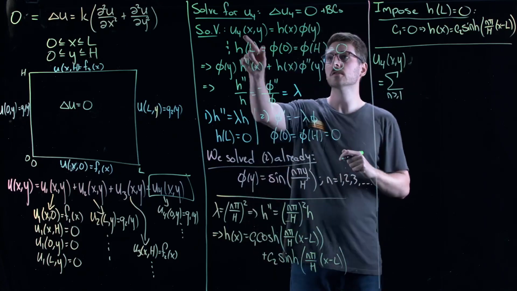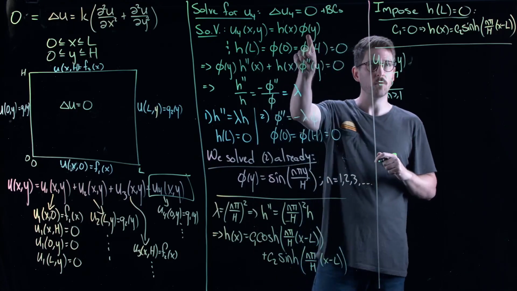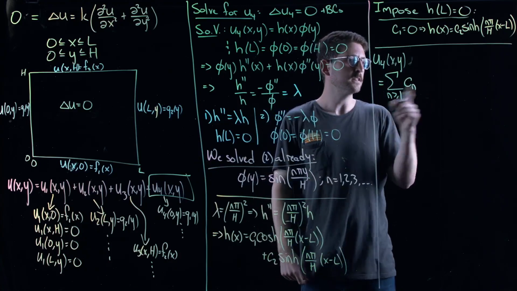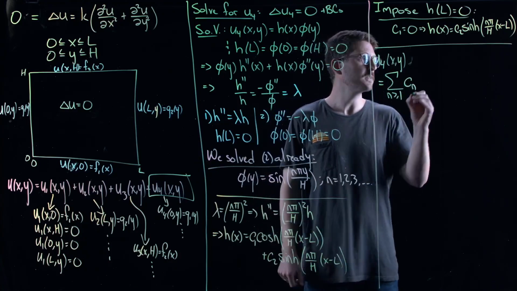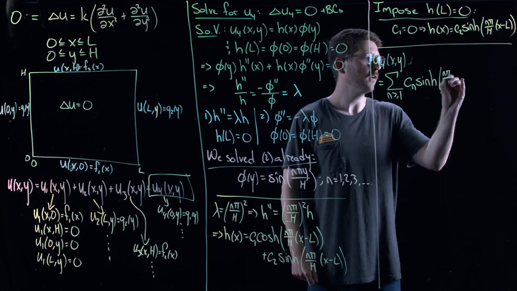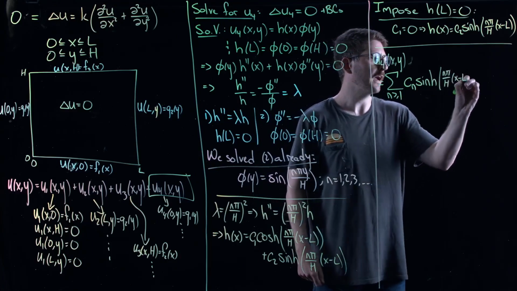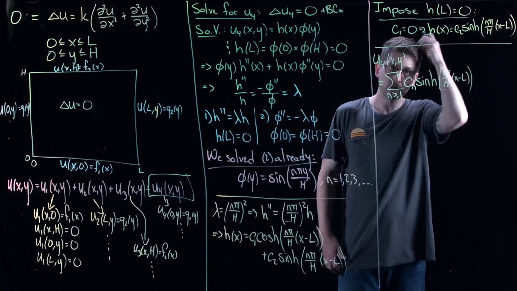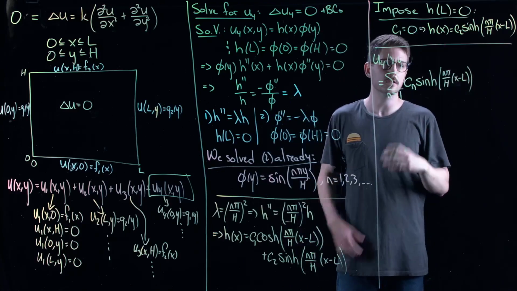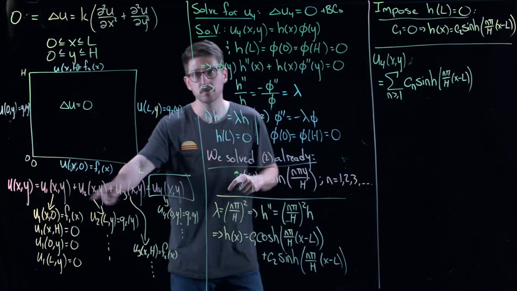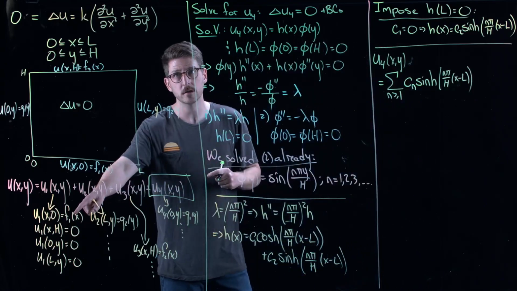Now we assume that the solution was h of x times phi of y. So you get all the possible constants after invoking the principle of superposition. Sinh of n pi over h x minus L. Again, if you didn't do the shift, you would just have annoying multiple terms in here, cosh and sinh. So this is just simplifying notation. And you can do the same trick whenever you impose the other boundary conditions if you'd like.